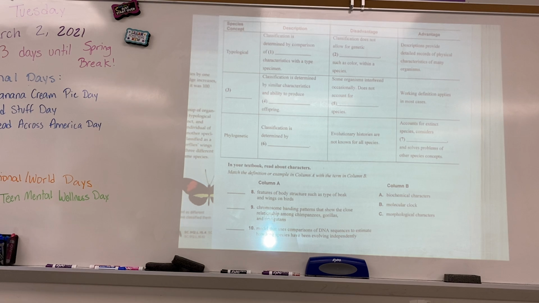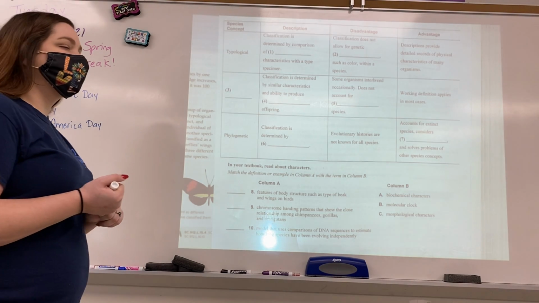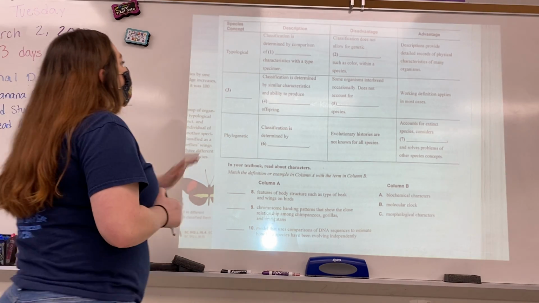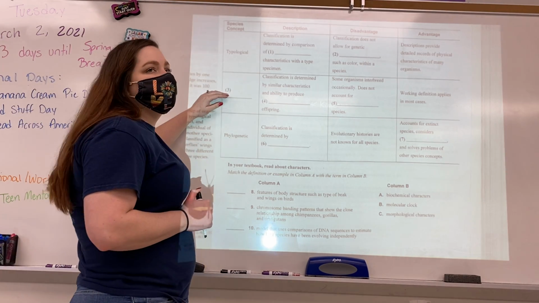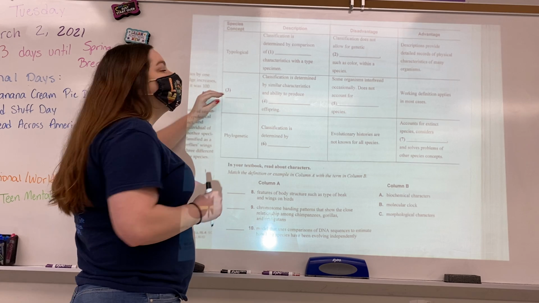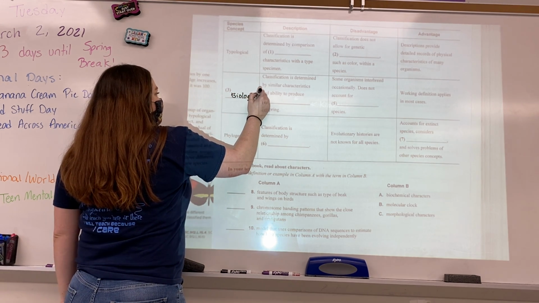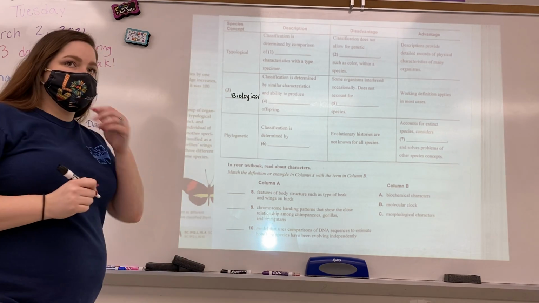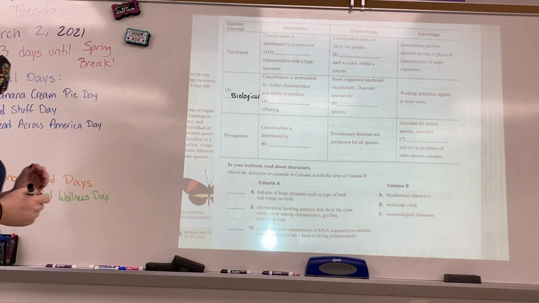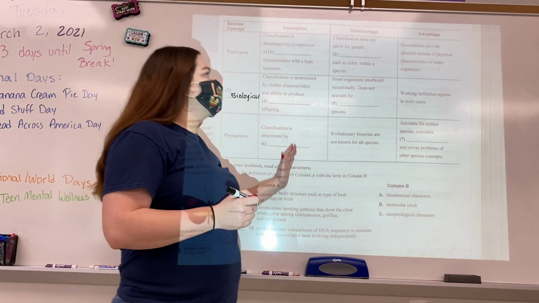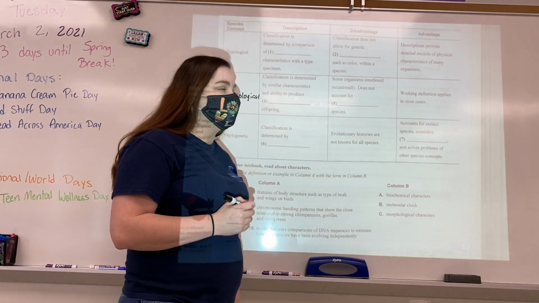Our modern classification has three different types: typological, biological, and phylogenetic. First of all, we're going to look at the description, and then we're going to look at the pros and cons of each.